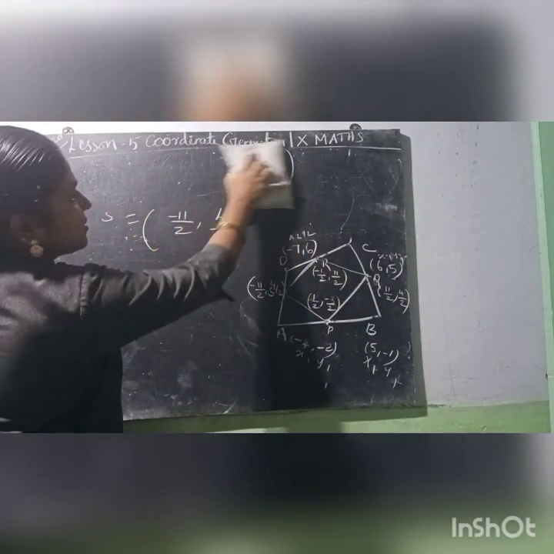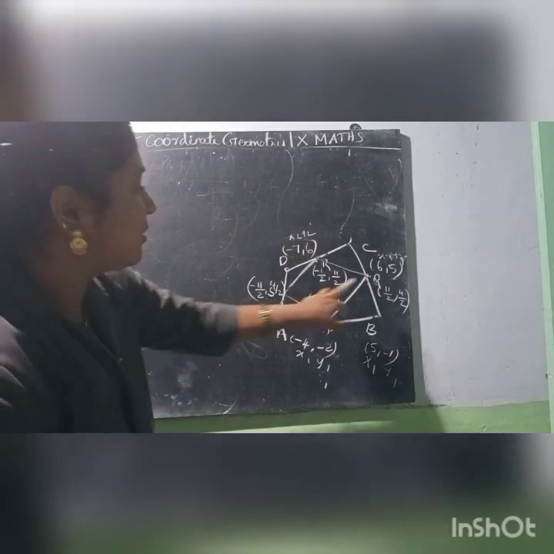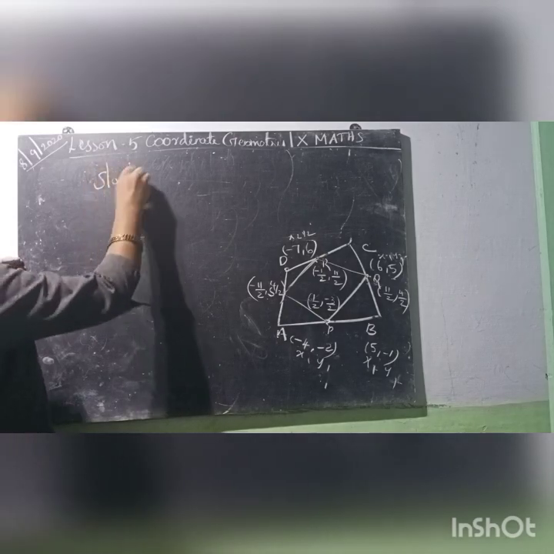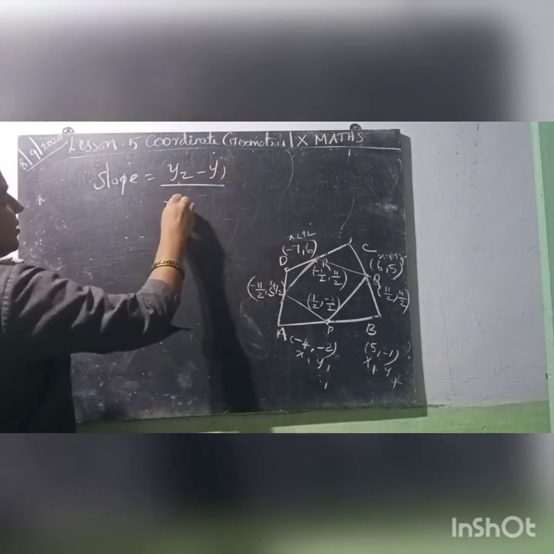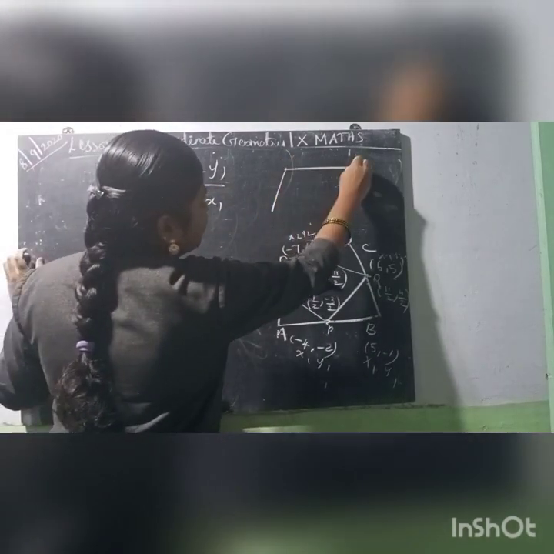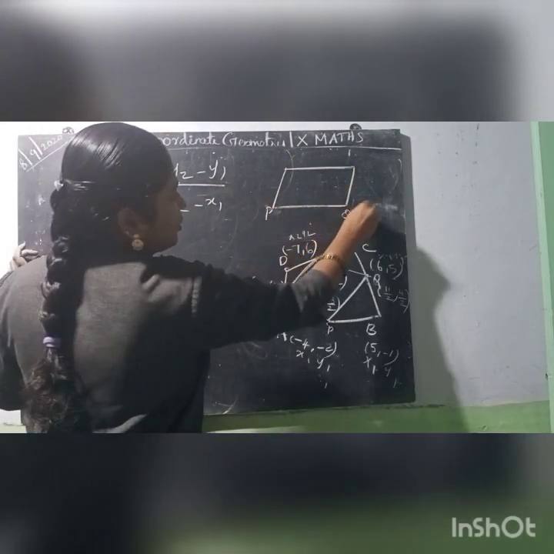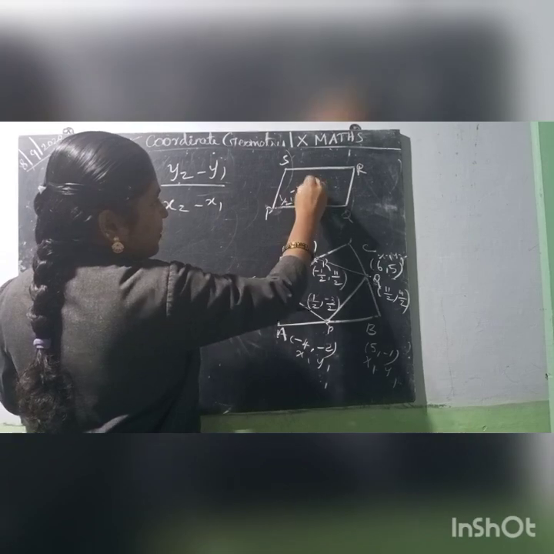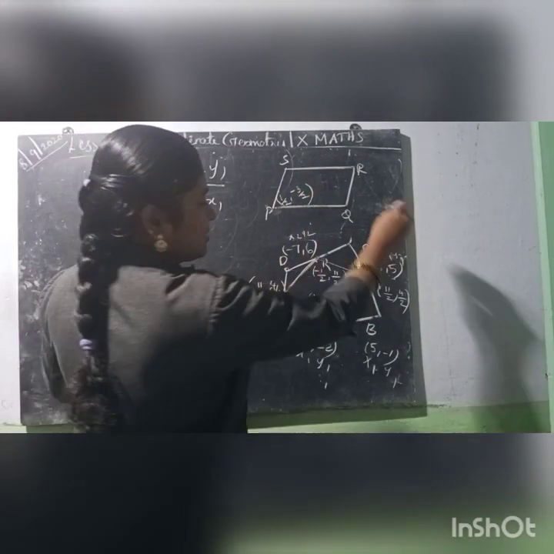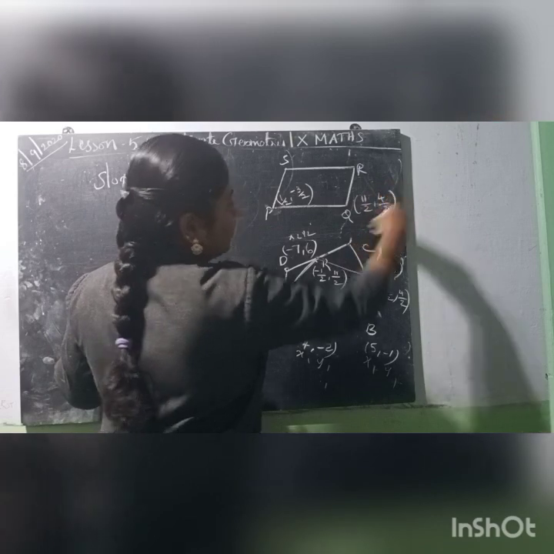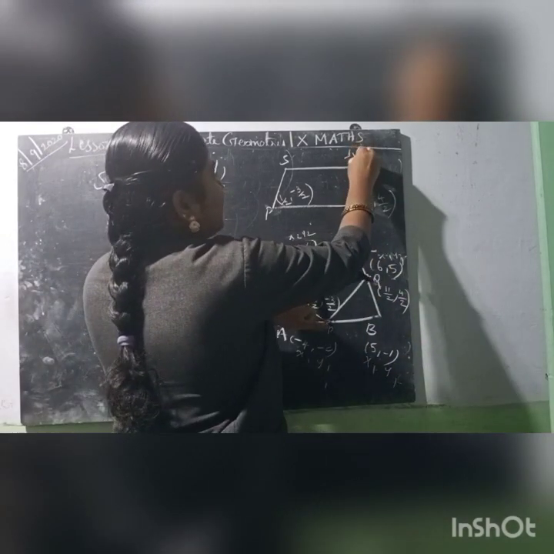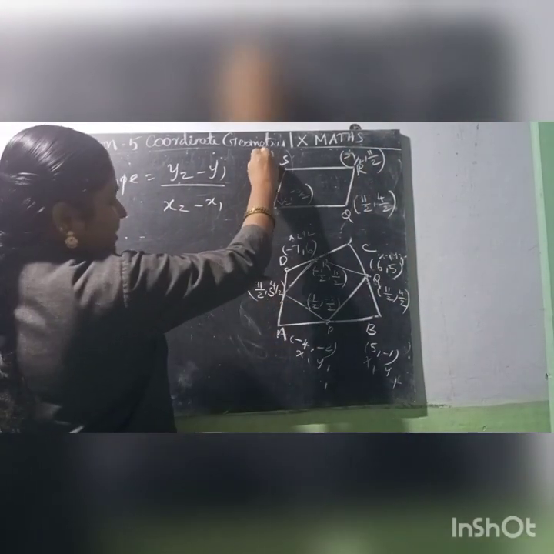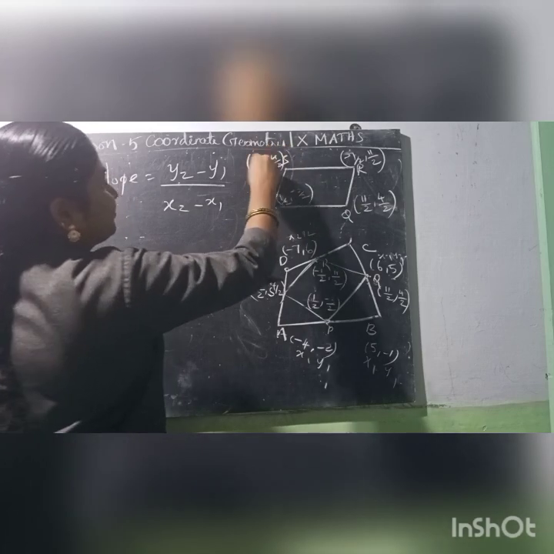Next we are going to find out the slope of PQ, then QR, then RS, then SP. Now the slope formula we know: (y2 minus y1) by (x2 minus x1). Now we have to prove this is the parallelogram PQRS. P is (1/2, -3/2), Q is (11/2, 4/2), R is (-1/2, 11/2), and S is (-11/2, 4/2).